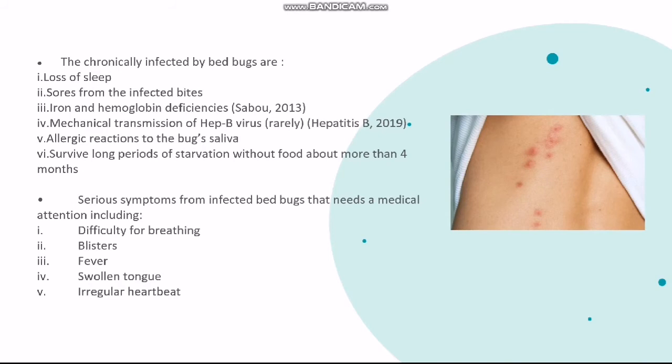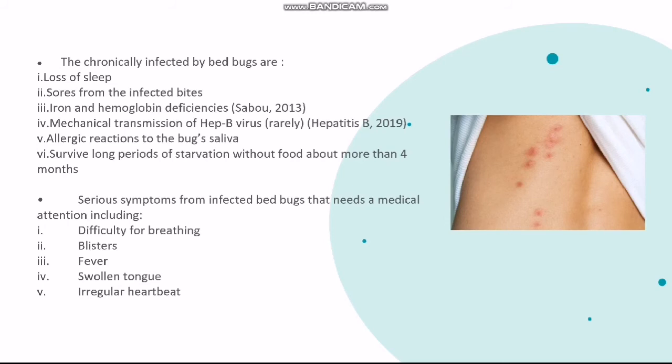The effects of being chronically infested by bedbugs are, firstly, loss of sleep. The idea of being fed on by bedbugs can be stressful, as some people may avoid sleeping or have restless sleep. Secondly, sores from the infected bites, such as a red itchy bump with a dark center and lighter swollen surrounding area.